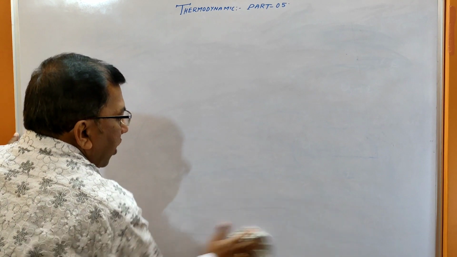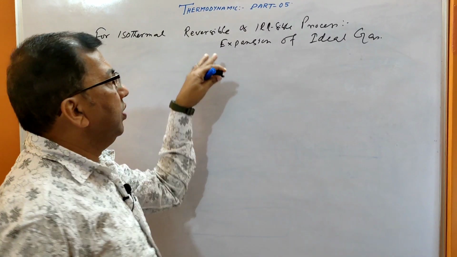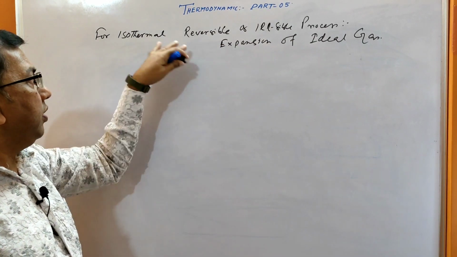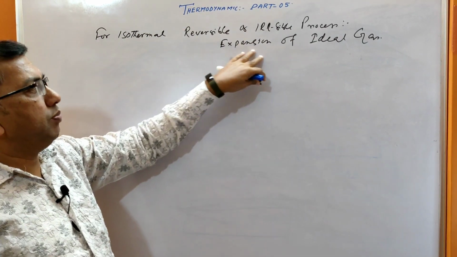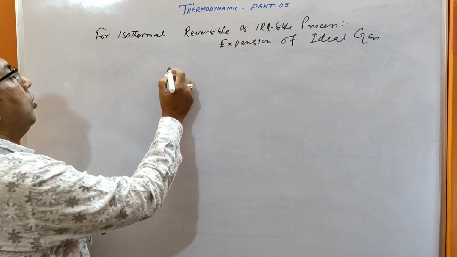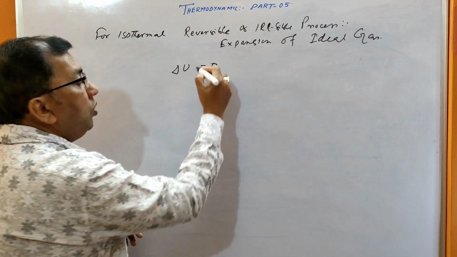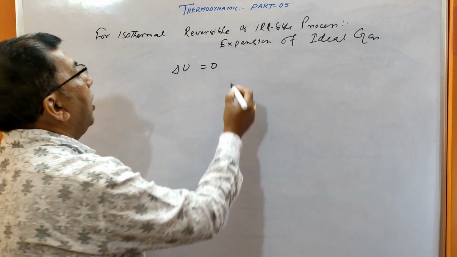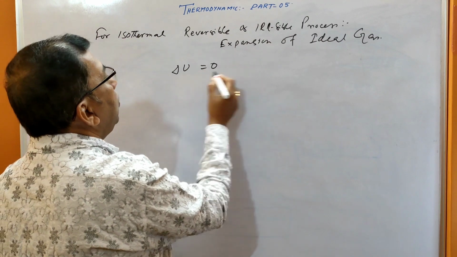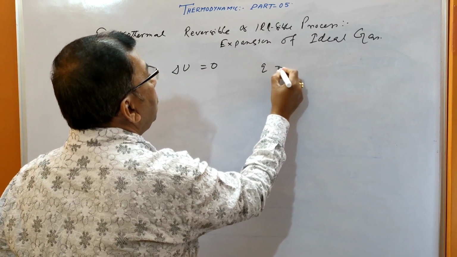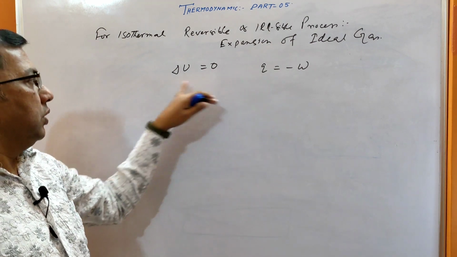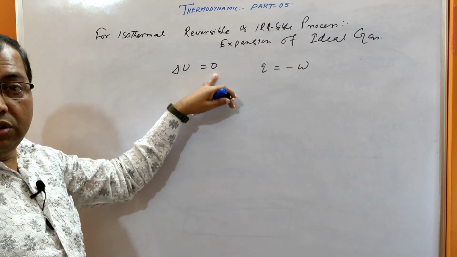Now, for isothermal reversible or irreversible expansion of an ideal gas. What do we know in case of isothermal? Delta U equals 0. Why is delta U 0? In this case, Q equals minus W. Here delta U equals 0, so Q equals minus W.